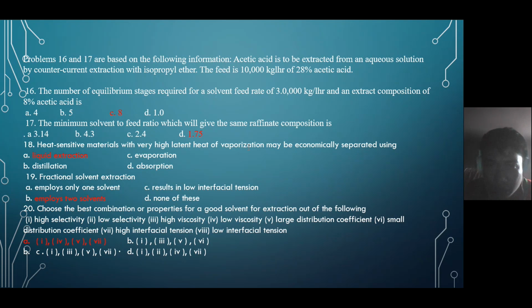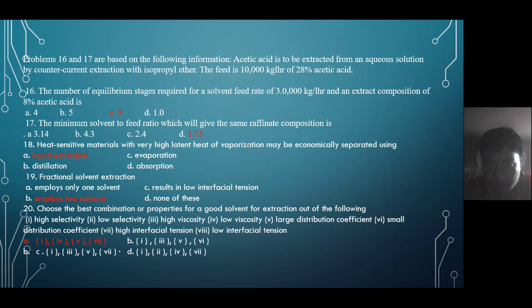So the extent to which a method can determine specific analytes in mixtures or matrices without interference from other components is referred to as selectivity. So a good solvent for extraction should have high selectivity. So we already have one.